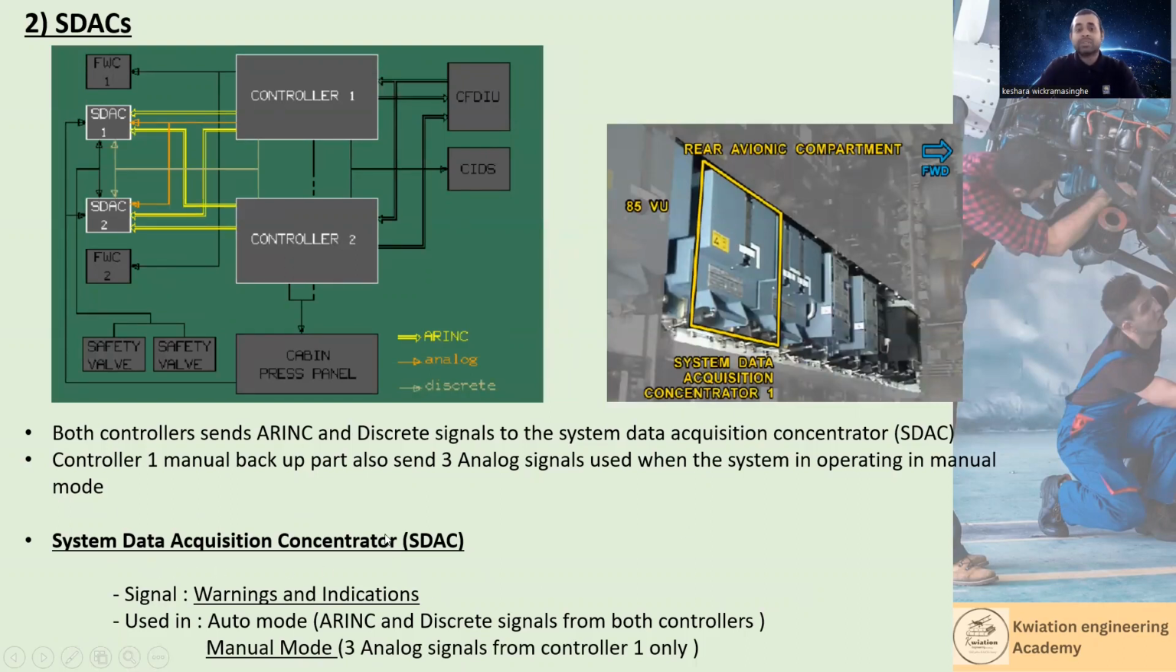Now, the system data acquisition concentrator signals warnings and indications. In auto mode, it uses ARINC and discrete signals from both controllers, and in manual mode, 3 analog signals from controller 1 only. You can see this is the analog signal, and it comes from controller 1 only when in manual mode.